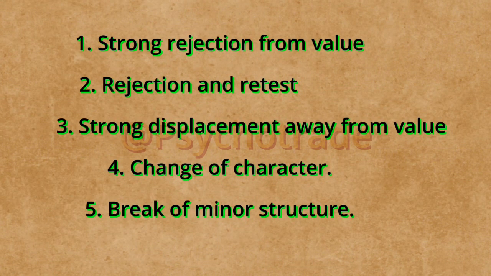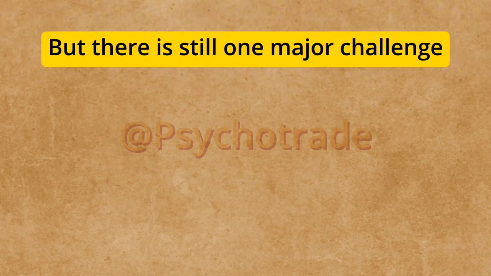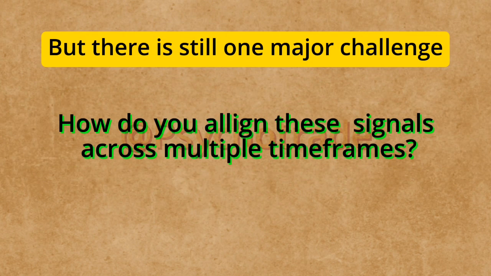These 5 signs can help you identify when responsive participants are defending a supply or demand zone and potentially moving the market. But there is still one major challenge. How do you align these signals across multiple time frames? That is exactly what I'll be covering in my upcoming lesson.